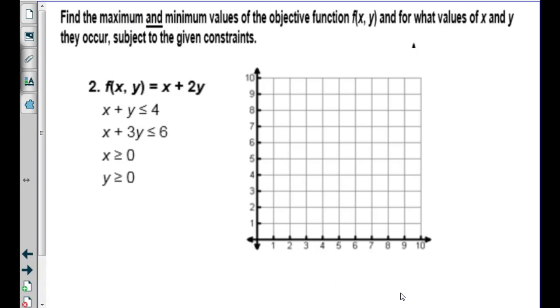Number 2. Okay, x plus y equals 4. Anybody tell me how to graph that? Well, what are the intercepts? If you put a 0 in for x, you get a 4, if you put a 0 in for y, you get a 4. So we had crosses at 4 here, 4 here. Is it above or below? Below. So we're talking about this little tiny area. These two just mean we're in the first quadrant, so we're bounded by this line and this line.